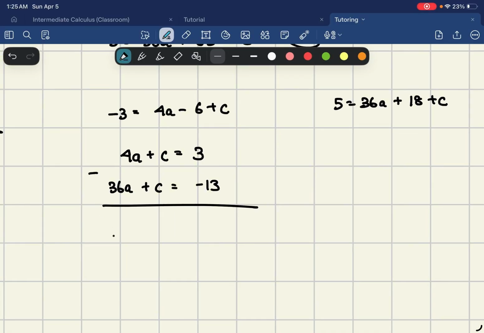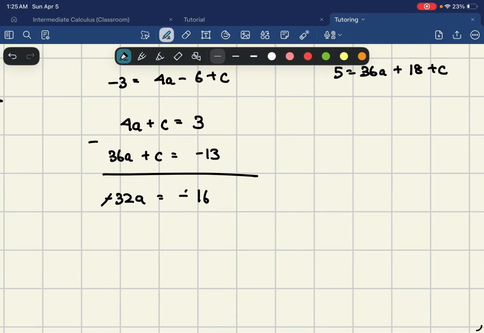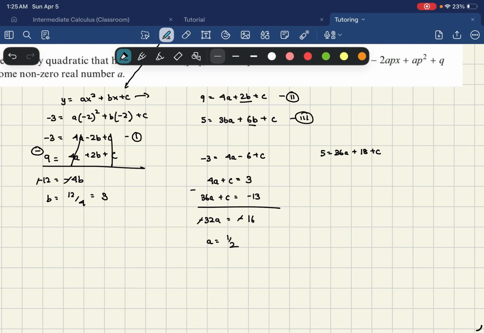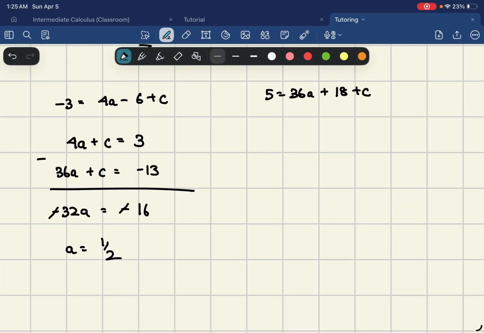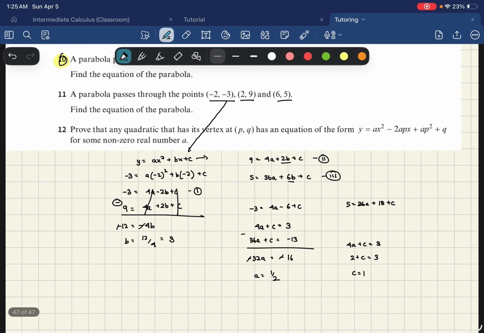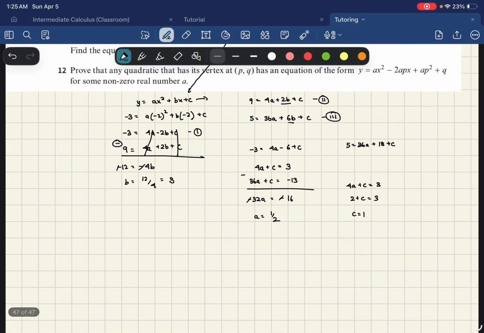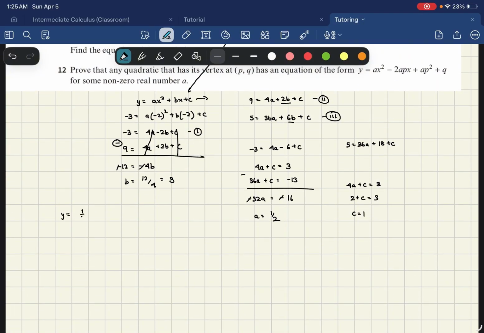And I subtract these two equations, I get minus 32a is equal to minus 16. And these cancel out. So I get a is equal to 1 over 2. And I can use this to solve for c. 4a plus c is equal to 3. So if I substitute 1 over 2, 2 plus c is equal to 3. c is equal to 1. So finally, I can write my quadratic equation as y is equal to a is half x squared plus 3x plus 1. So that is your equation.